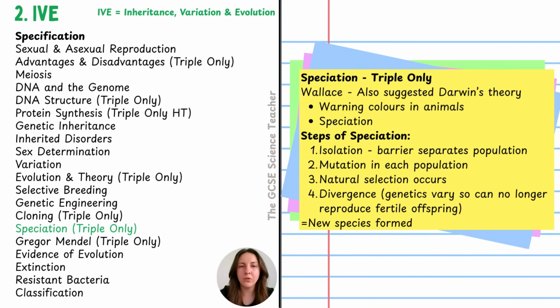He was also really well known for his work on warning colours in animals and speciation. The steps in speciation include isolation. A geographical barrier separates a population. A mutation occurs in both populations. Natural selection occurs with the steps we've discussed, and then divergence.